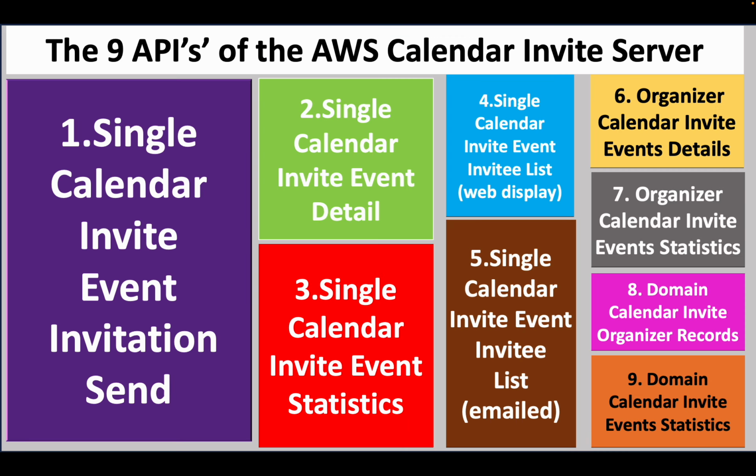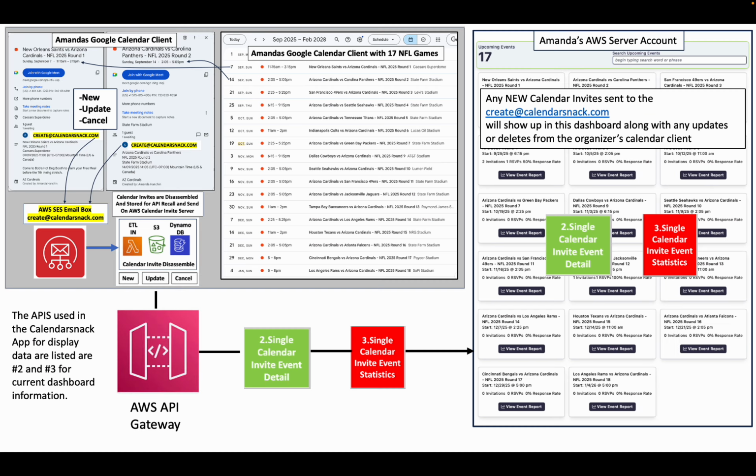We do have 9 APIs for developers to work with. What I'm working with today is the Calendar Snack application, which we built, which comes free when you buy the AWS Calendar Invite Server. So as I walk through this, you'll see that essentially everything off of Amanda's calendar is mapped to this AWS server account she's working with through the Calendar Snack application. So how we got here was these two APIs were pulled to display this information out of the Calendar Invite Server itself through the Calendar Snack app.